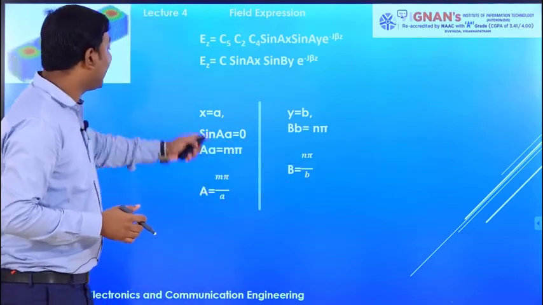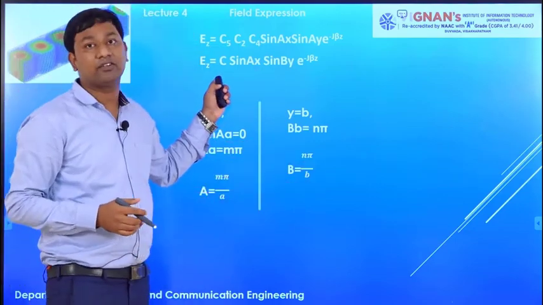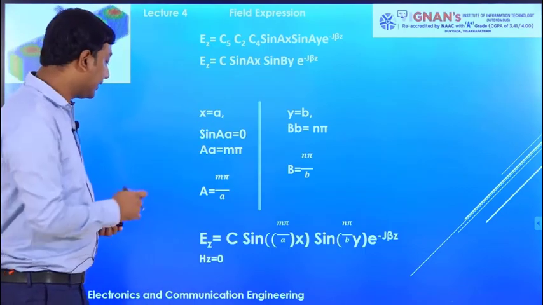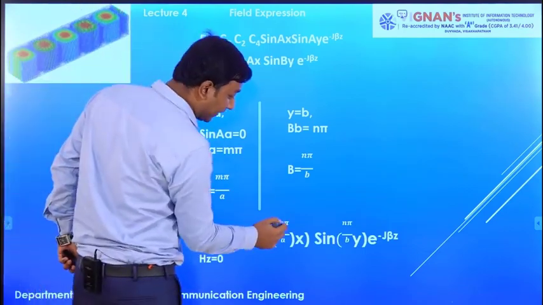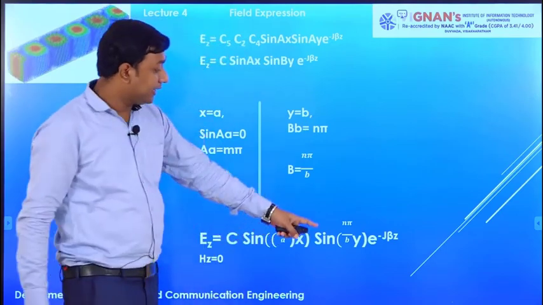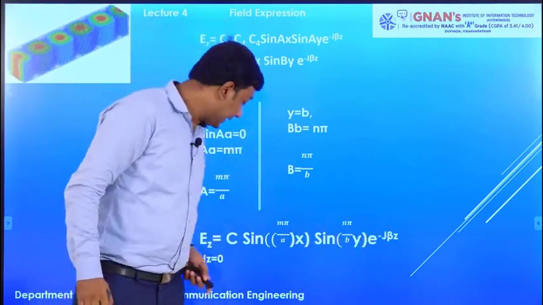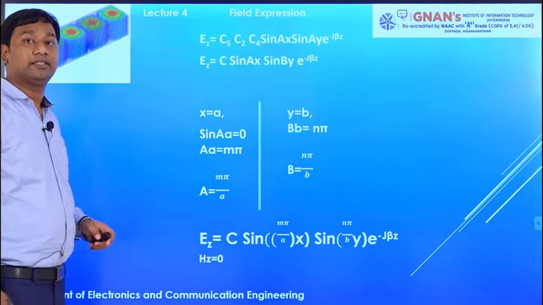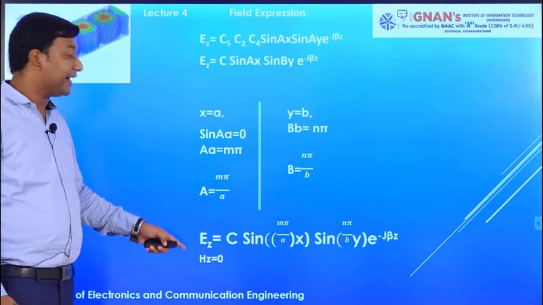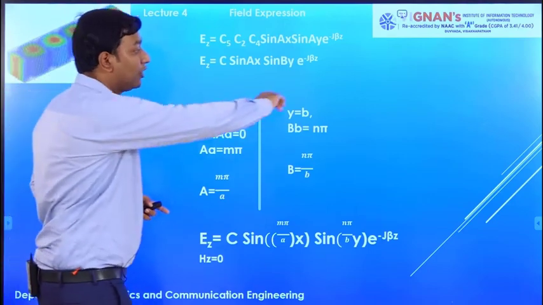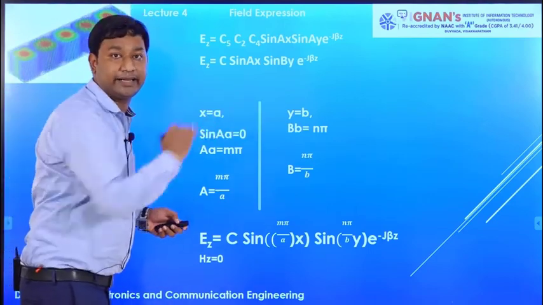So we will replace the values of small a and small b in this particular Ez equation. We will get Ez equal to C sin of (m pi by a into x) sin of (n pi by b into y) into e to the power minus j beta z, and Hz component is 0. So those are the two components we found, in which the wave is propagating in the z direction.